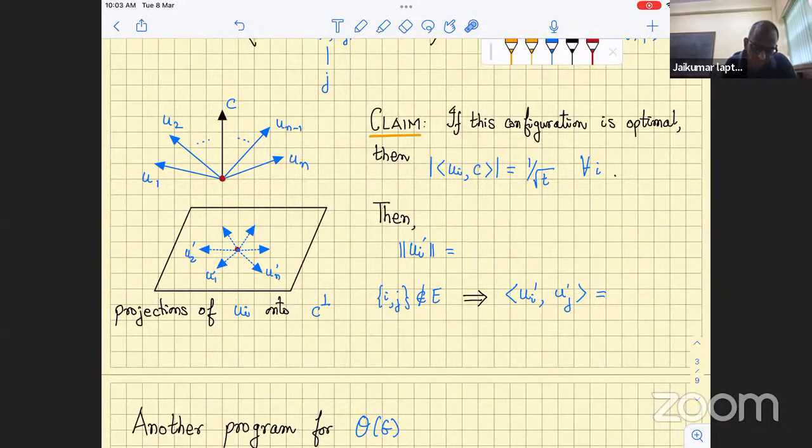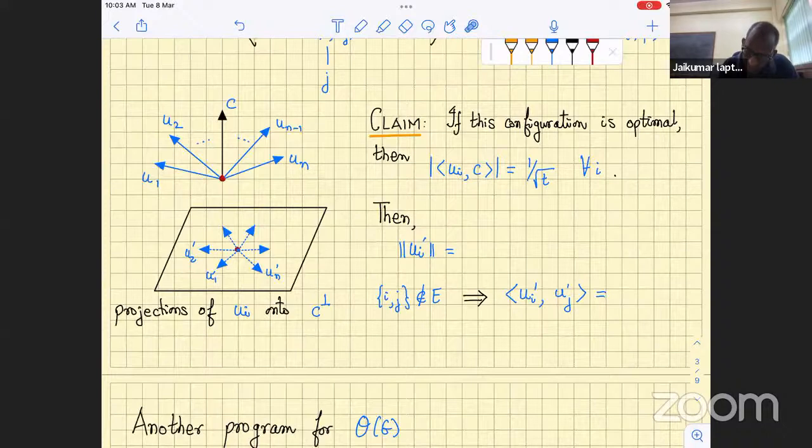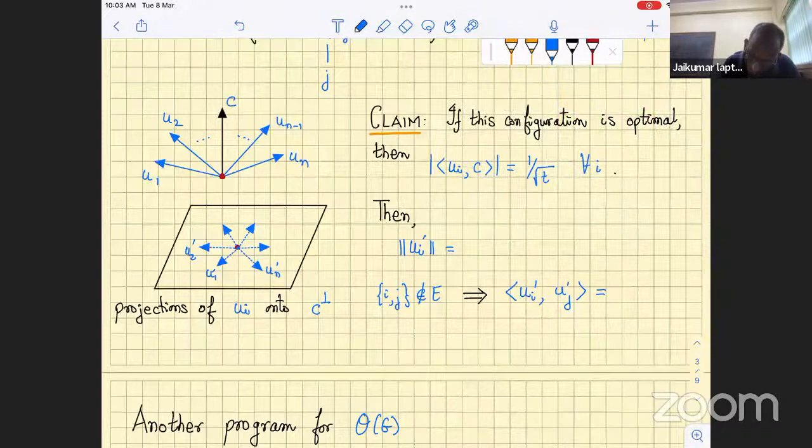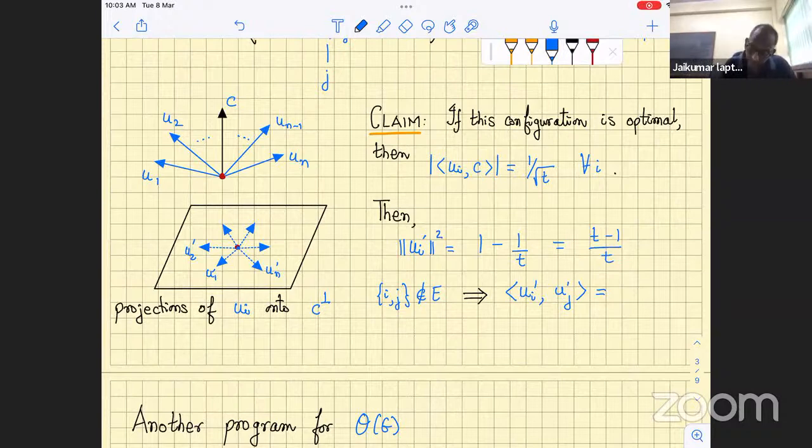So originally these UIs were unit vectors, with length square root of 1 minus 1 by t. Sorry, square root of 1 minus 1 by t. Okay, so maybe if I put a square here, then you say it should be 1 minus 1 by t. Okay, yeah. Now, whenever ij is not an edge, the original vectors were orthogonal.